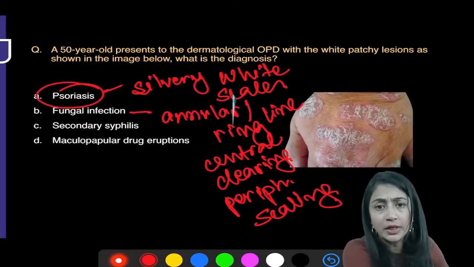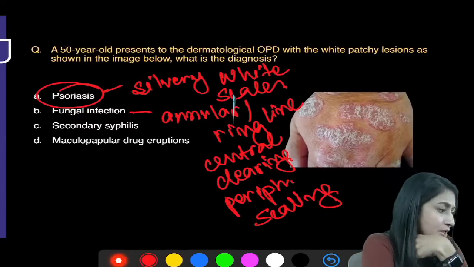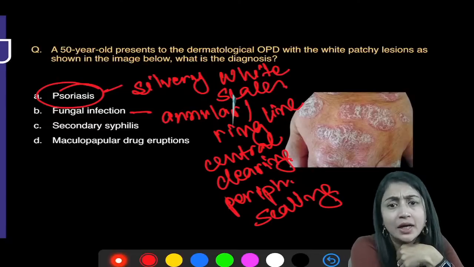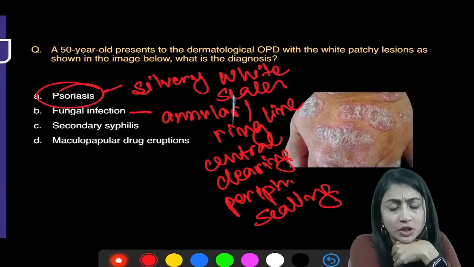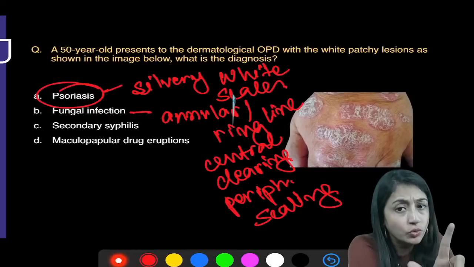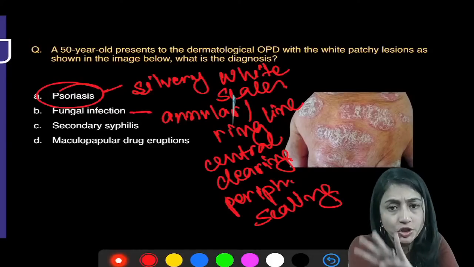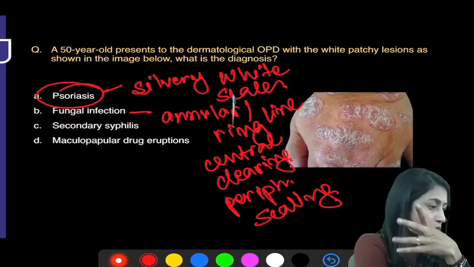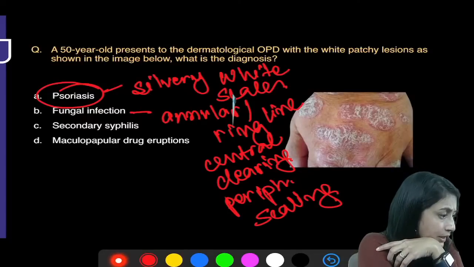Okay, so for the infantile hemangioma that we discussed, someone said the options were milia and Mongolian spot. If they were the options, Mongolian spot would be blue. It has a typical bluish hue, so it would not be red. So that would not be the option.